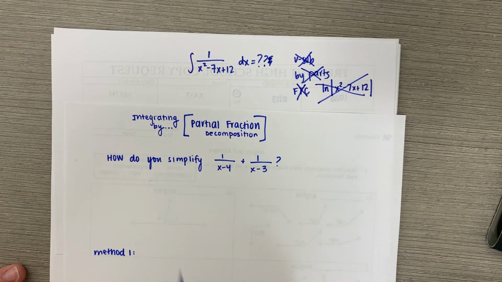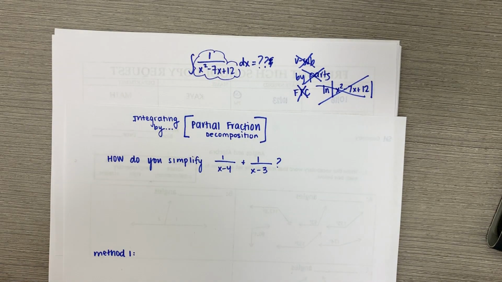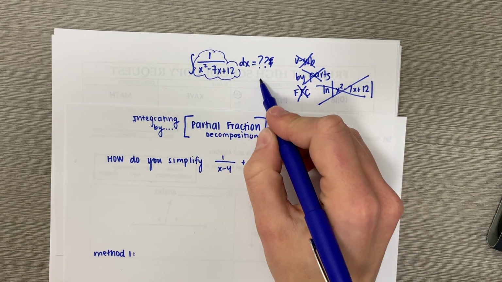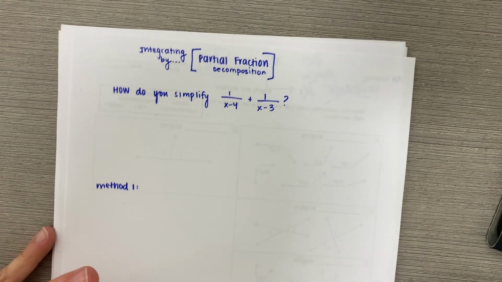So what we want to do is break this fraction into two pieces so that we can actually end up using the fundamental theorem of calculus. So how do we do that?